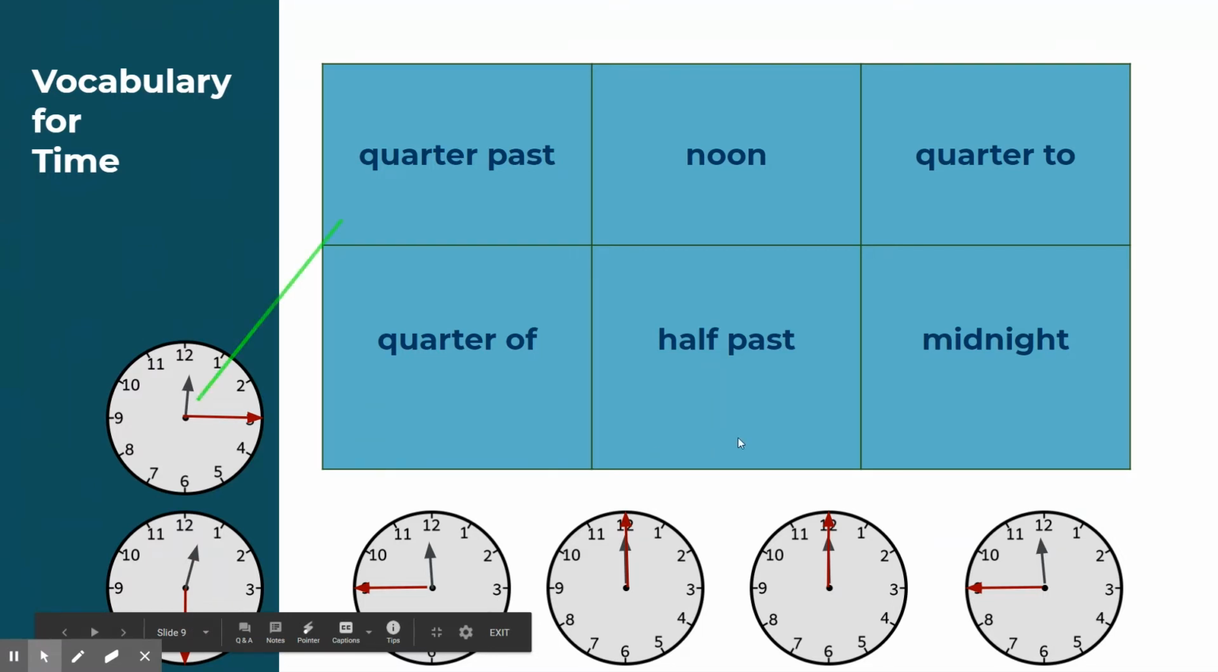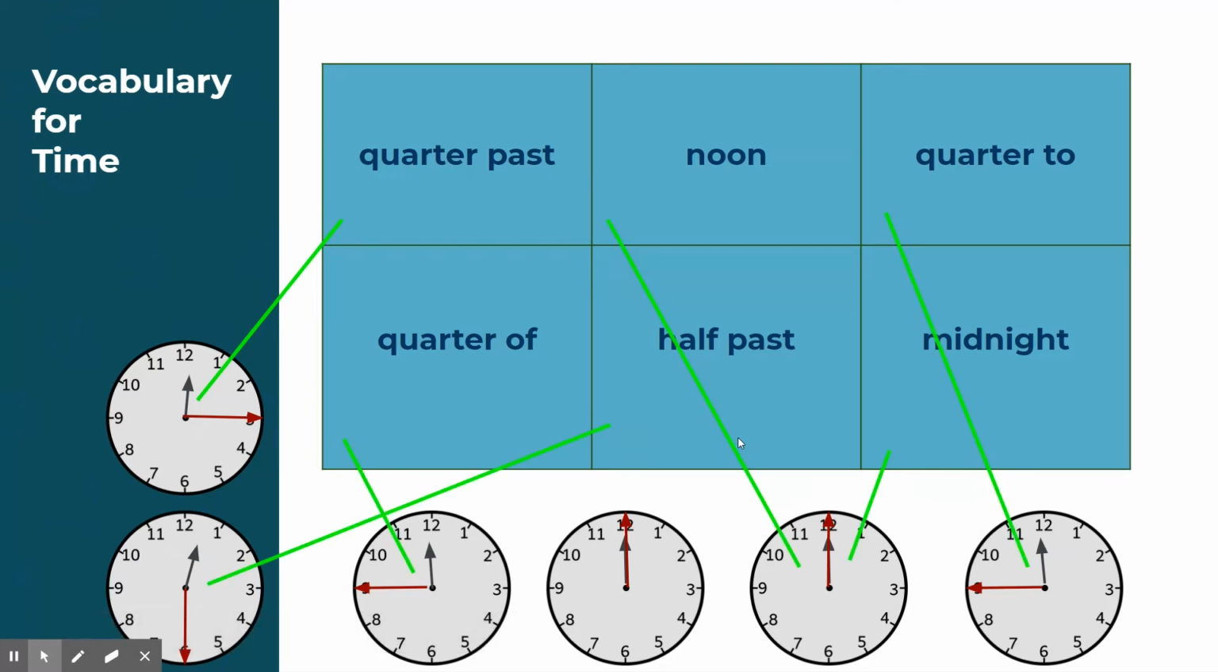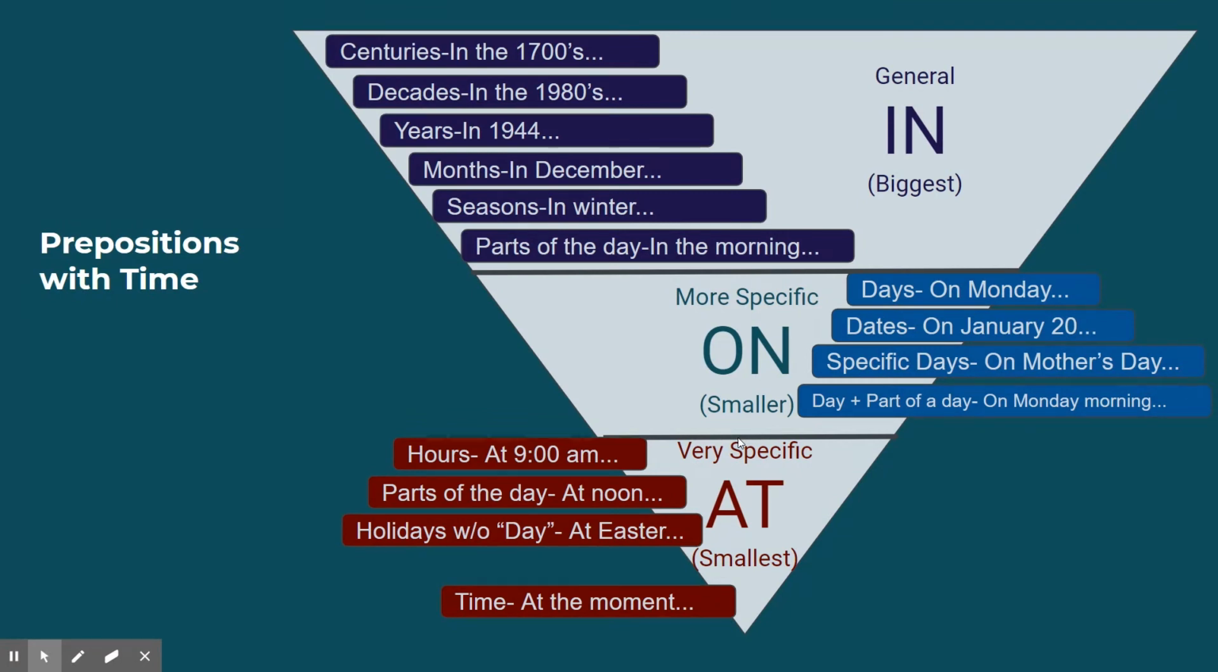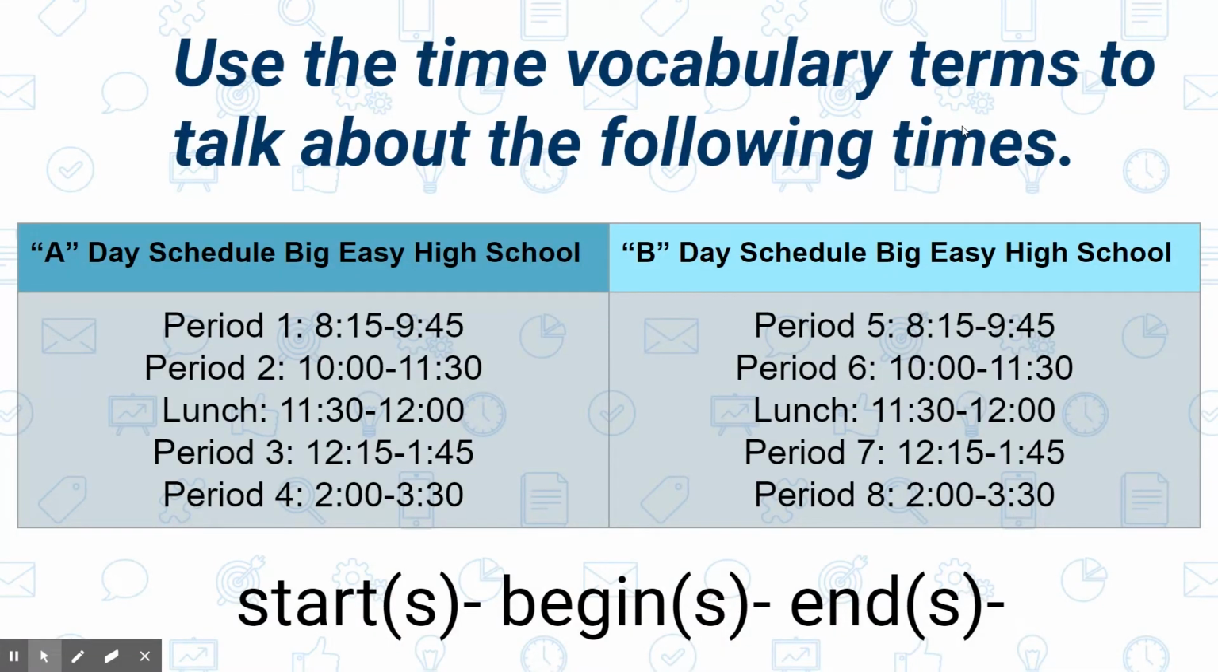We're going to use these terms to talk about a schedule here, and there's one more opportunity for you to look at the time on those clocks. Before we talk about it, let's talk about some prepositions. So we usually use in, on, or at when we talk about time. In is for your general, your big topics. On is more specific, and at is at a very specific moment. So we're going to talk using at because we have this very specific schedule.